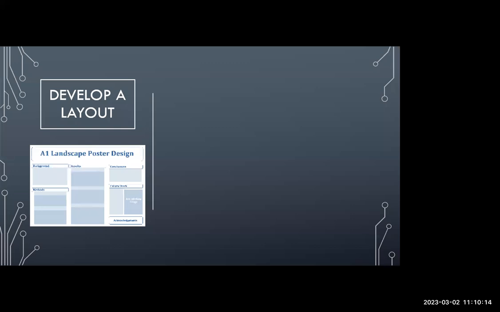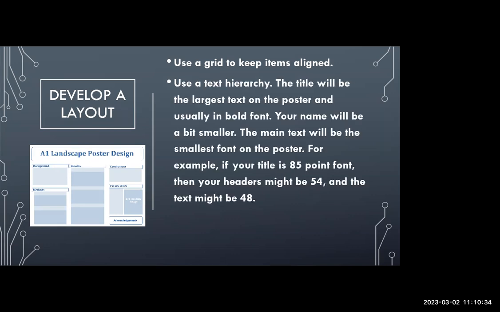So now we're going to talk a little bit about developing your layout. So when developing your layout, think about the design you have in mind. You may want to draw or lay out your design first to see where you want columns and sections to be placed. You can use a grid to help keep items aligned. Using a grid will help you organize your poster layout a little bit neatly.